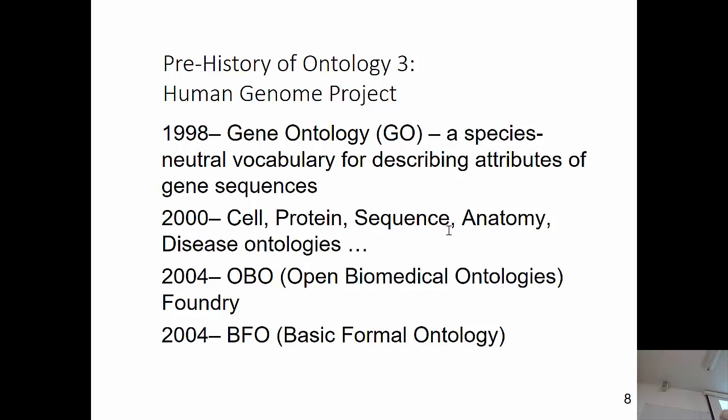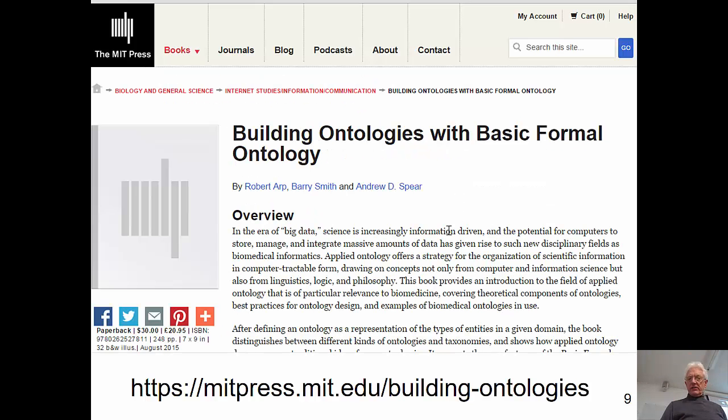And in connection with the OBO Foundry, we created an artifact which is designed to serve. I have a handout. We published a handbook about building ontologies, which is based on BFO. BFO is the ontological structure underlying not just the gene ontology, but all these other ontologies. It's a top-level ontology. So this is the handout.